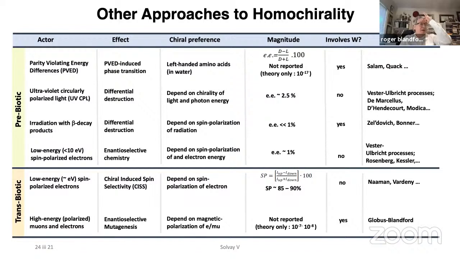It involves very low energy electrons. This is just a physics experiment, and there's a very strong sensitivity to the polarization of the electrons, which you could of course make in an accelerator. You make spin polarized electrons in an accelerator, you can make them at very low energies. And then there's a very strong selectivity that depends on the chirality of the molecules.